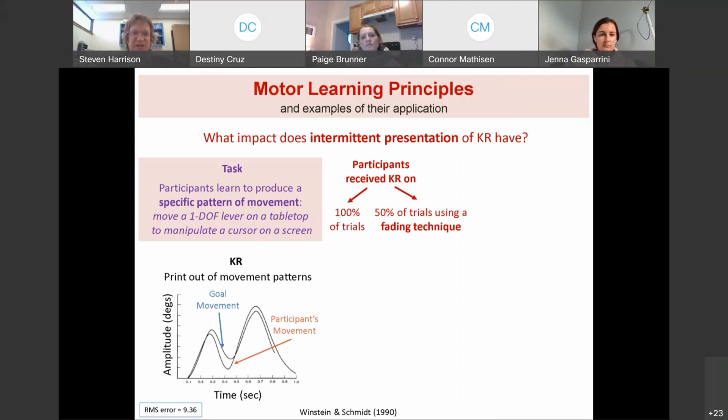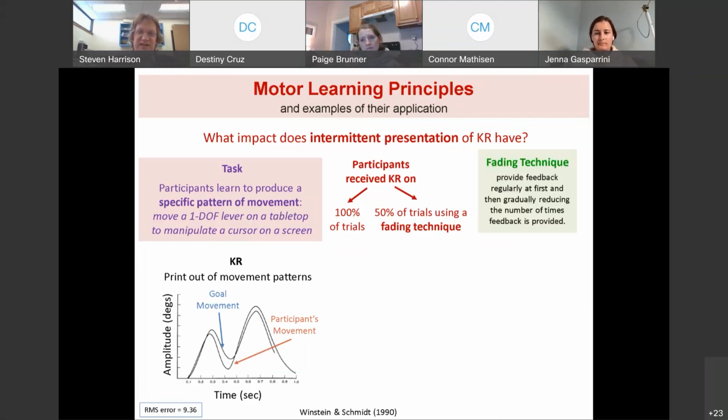Okay, so here's the manipulation. Participants are either going to receive this kind of feedback, where they produce the movement and then they get a tracing of their movement next to a tracing of the ideal movement, and they're either going to receive it on 100% of trials, so after each time they produce the movement, or they're going to receive it on 50% of the trials using a fading technique.